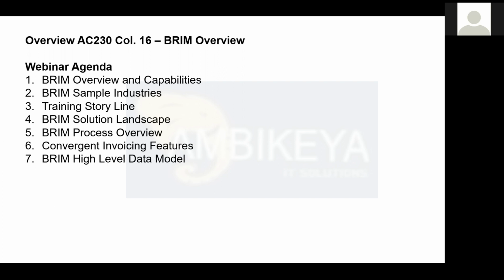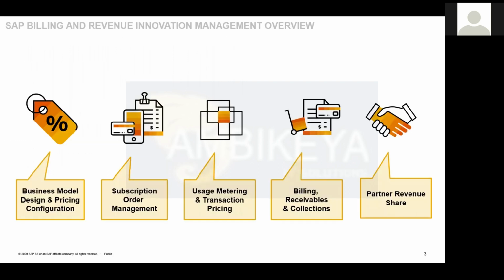To make an example that we go deeper according to some functional details in the trainings, I have selected the convergent invoicing features to show you what is possible in the training, and we have a short view on the high-level data model. So that's the overview of the training. You see it's at the moment collection 16.